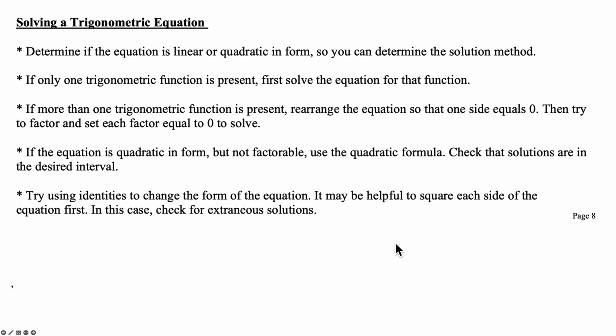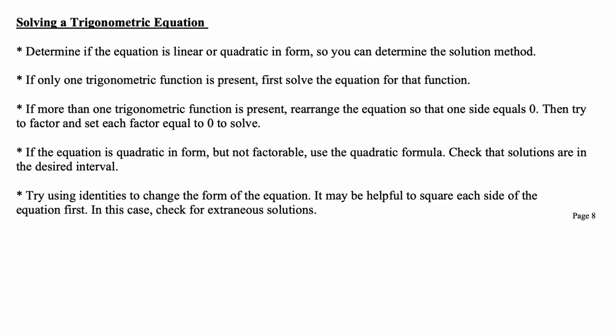All right, so again, some things to keep in mind when solving our trig equations here in our second part of 4.2. We saw things where if it's linear or quadratic, use the appropriate method to solve. If you only have one trig function, then just get that isolated by itself and solve. If you have more than one trig function present, we want to rearrange it so you have 0 on one side of the equal sign, so you can use the zero product rule.